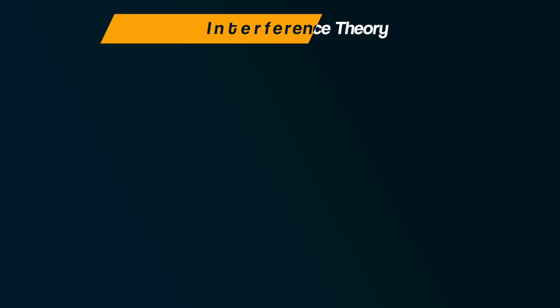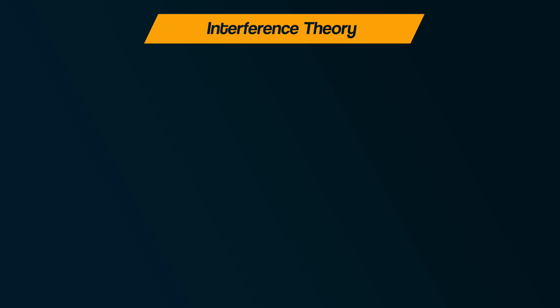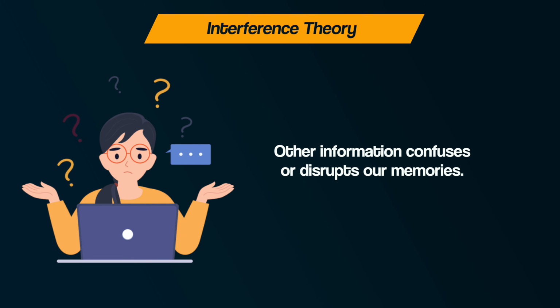Now we come to explanations of forgetting, and there are two you need to know. First up, interference theory. The interference theory of forgetting suggests that forgetting occurs because other information confuses or disrupts our memories, and this is more likely to happen the more similar the information is.